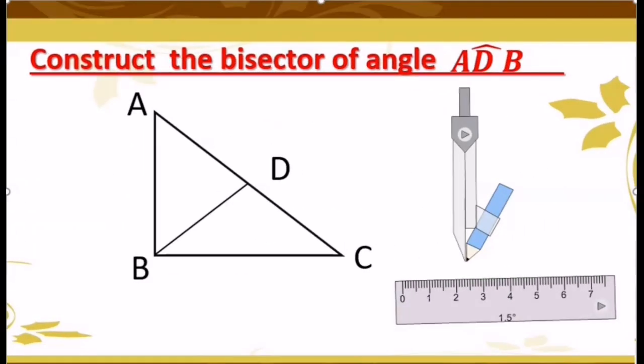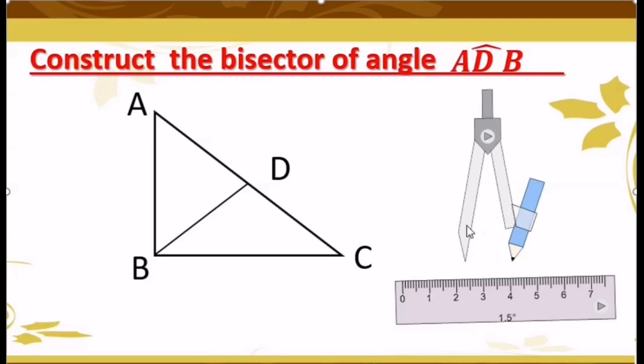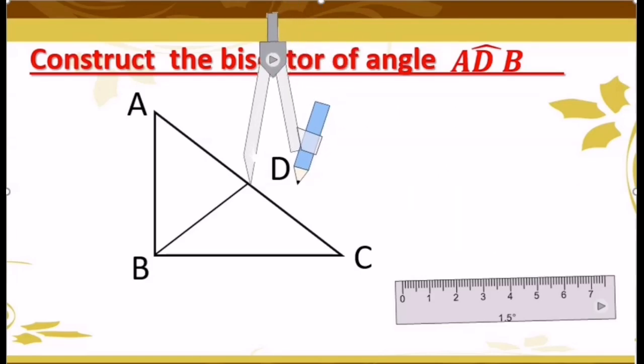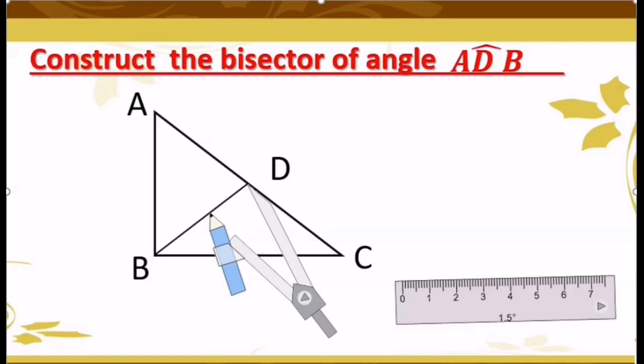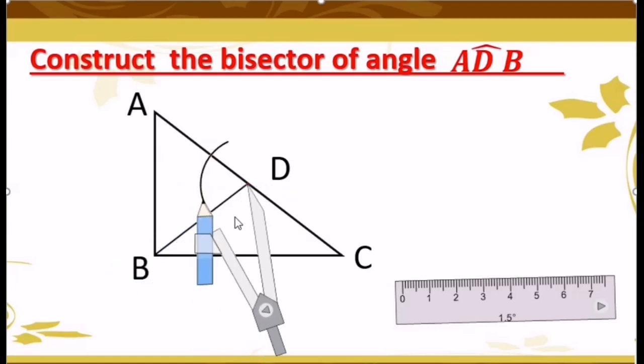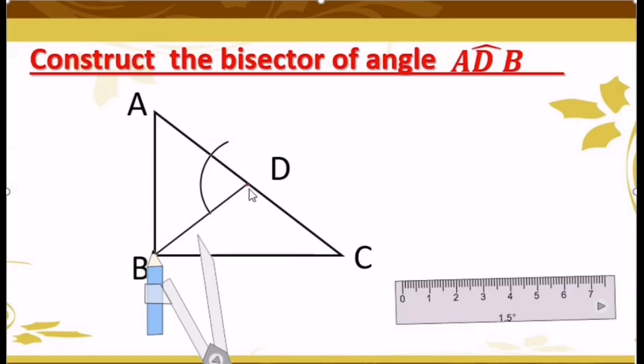Now let's do some practice. I need you to construct the bisector of angle ADB. What are you going to do? As we said before, to construct a bisector for an angle, we have to use a compass and a ruler. Here we want to construct a bisector for angle ADB. We follow the three steps. The first step is to open the compass and place it at the point D and draw a curve. This curve intersects the two lines AD and BD in 2 points.